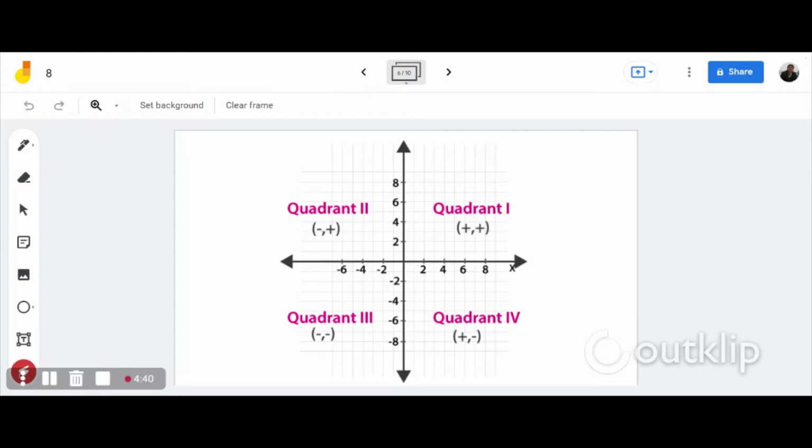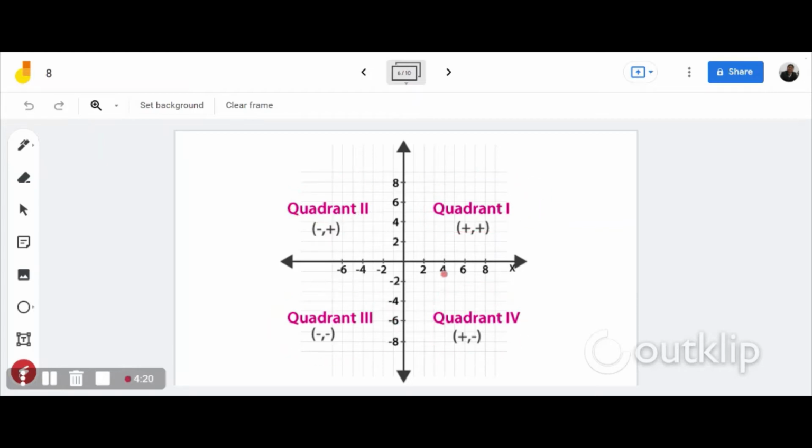In the same way, this is minus plus. So this minus will be for x axis, plus will be for y axis. Similarly, these both are minus minus. See, this first minus is for x axis, second minus is for y axis. And here you will get one is plus minus. So this is quadrant one, first quadrant, second quadrant, third quadrant, and fourth quadrant.